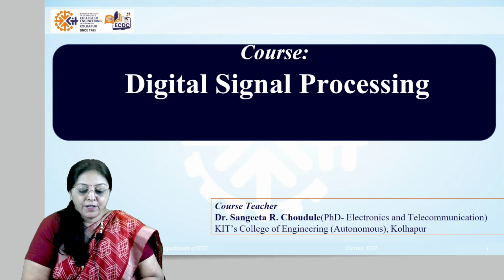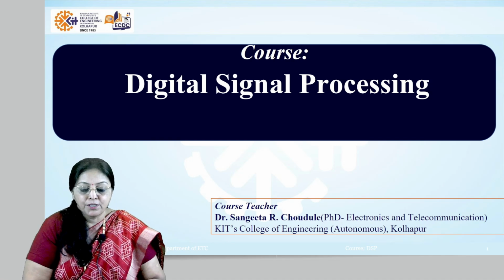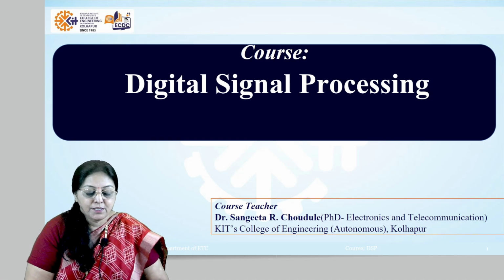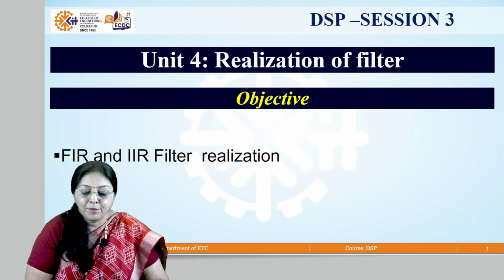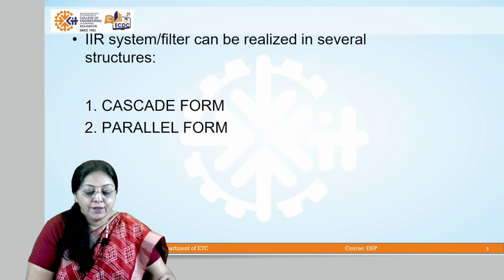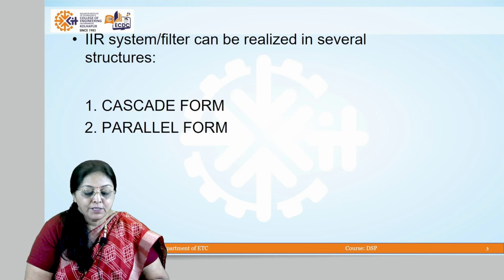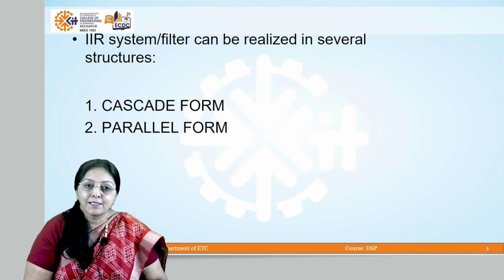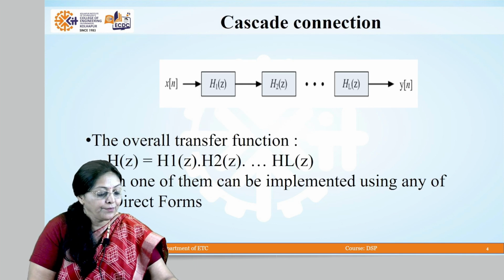Good morning, students. Today we are going to continue the course Digital Signal Processing. In that we are going to study session 3, about the realization of a filter. So here we are going to use the realization of IIR filters. The remaining part of this IIR filter realization is the cascade form and the parallel form realization.